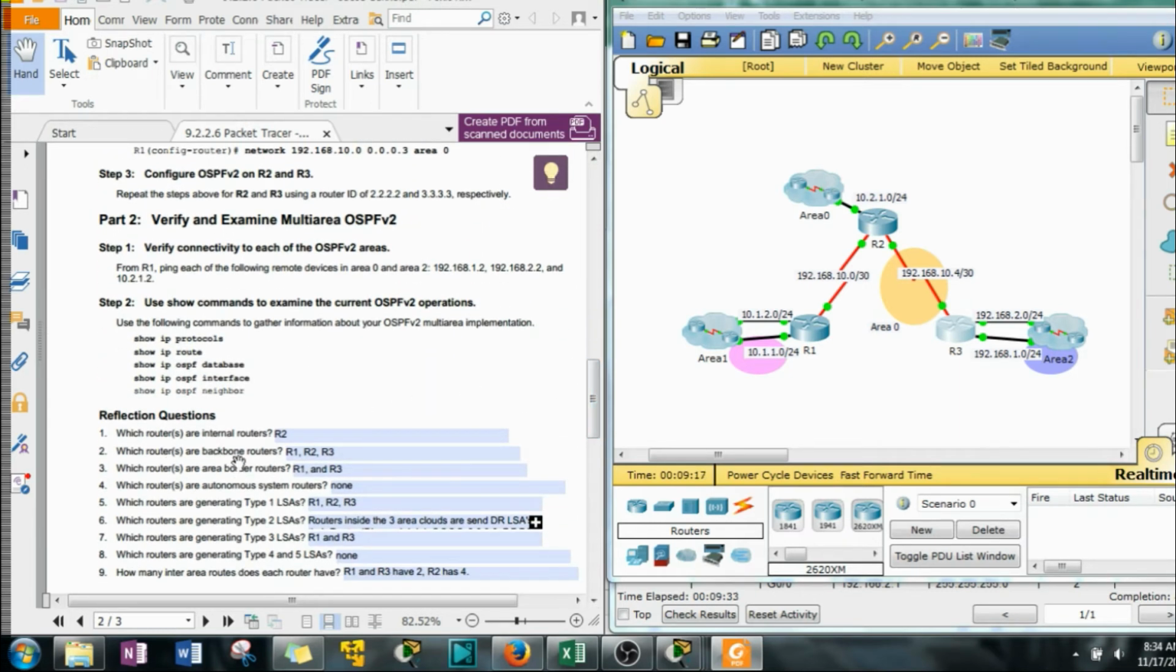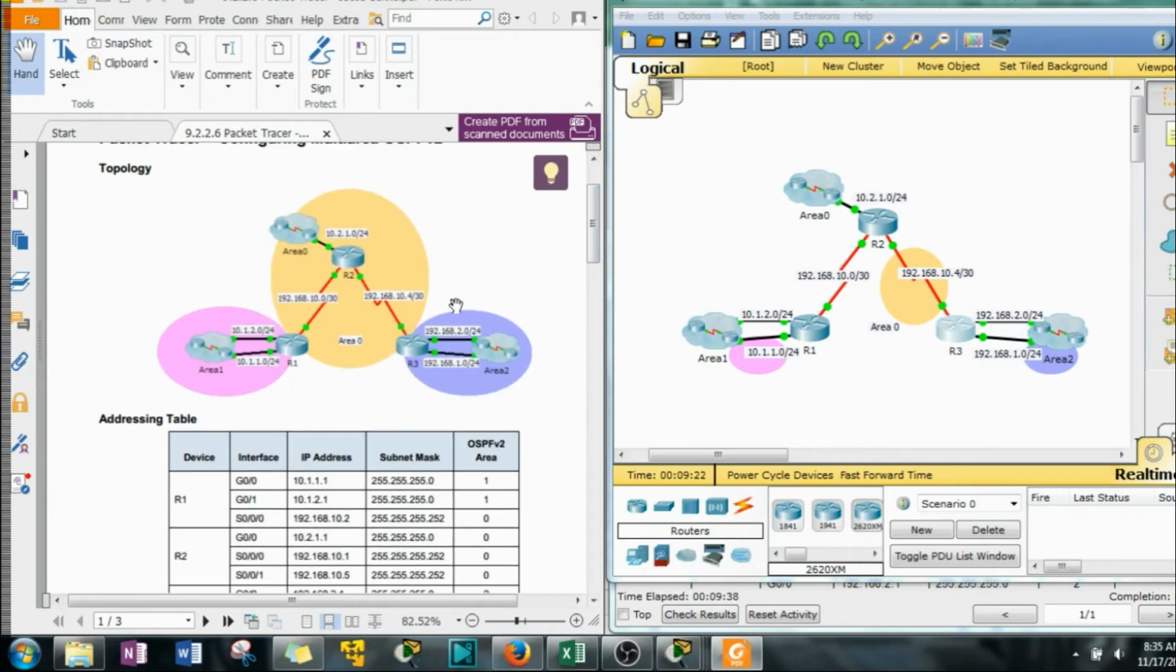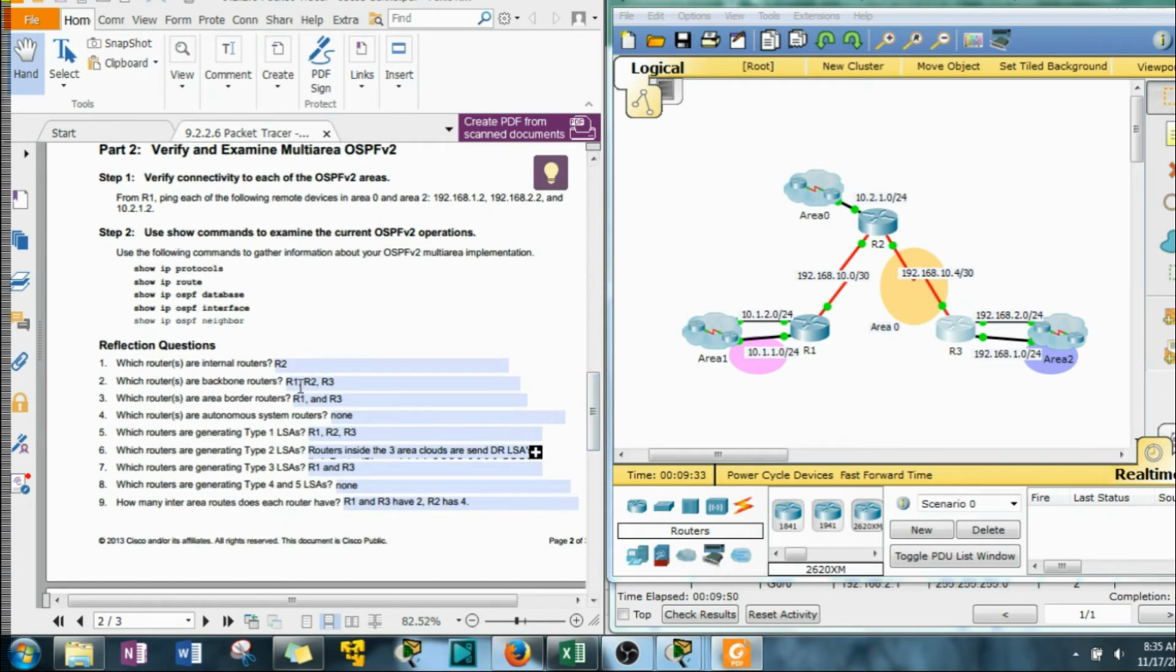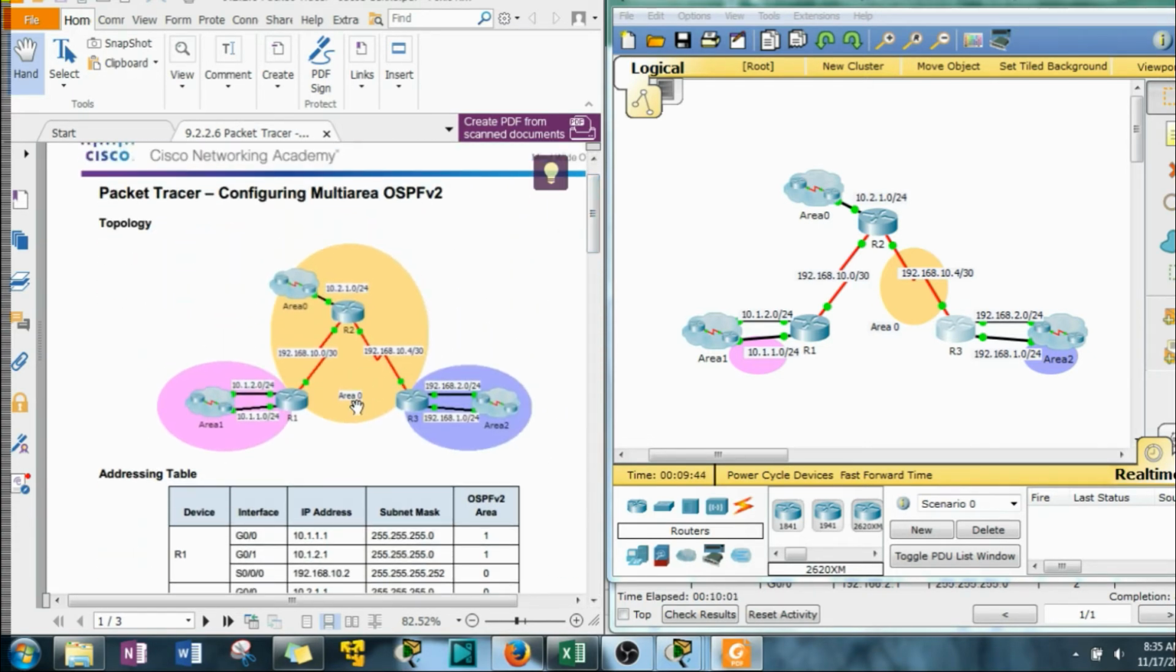Next, which routers are backbone routers? Any router that has at least one interface inside of area 0, because area 0 is our backbone area, would be considered a backbone router. So that's R1, 2, and 3. Which routers are area border routers? An area border router is any router that has its interfaces in 2 or more areas. So R1 would be an area border router, as would R3, because they share area 0 and area 1, and area 0 and area 2.